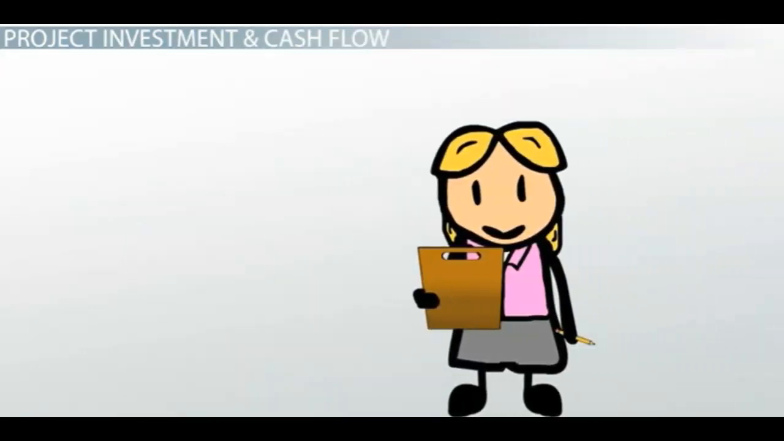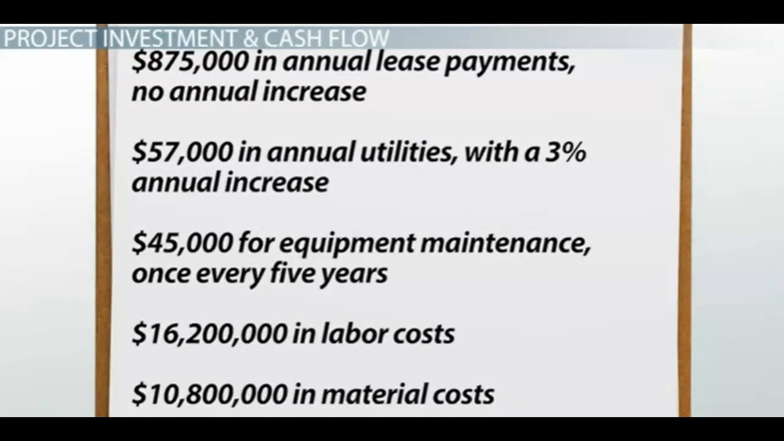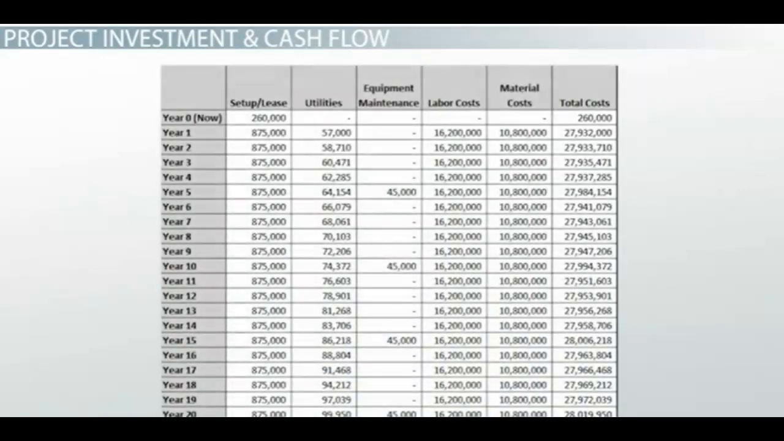After looking at the timing of those costs, the outgoing cash flow of our investment over the next 20 years should include $260,000 in one-time setup costs, $175,000 for equipment, and $85,000 for setup, $875,000 in annual lease payments, no annual increase, $57,000 in annual utilities with a 3% annual increase, $45,000 for equipment maintenance once every 5 years, $16,200,000 in labor costs, $10,800,000 in material costs. In a table format, by calculating the annual increases and occasional costs, our cash flow cost forecast would look like the table on your screen now.